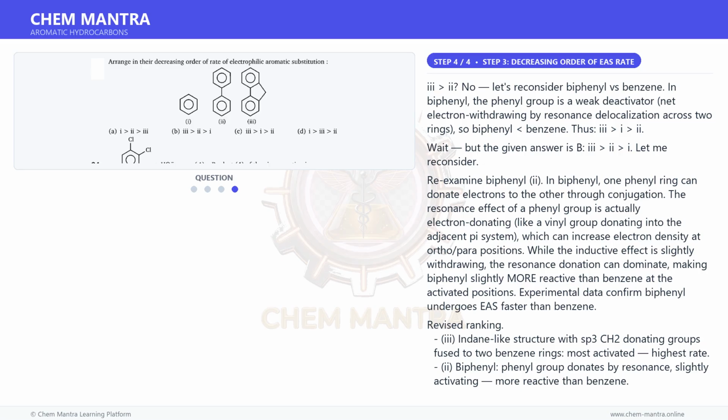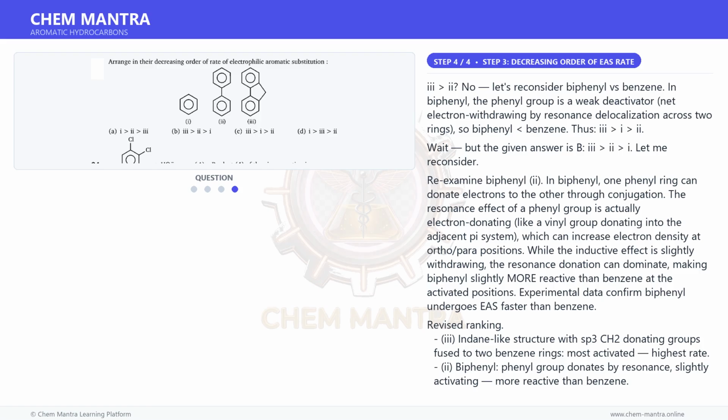3 > 2. Now let's reconsider biphenyl versus benzene. In biphenyl, the phenyl group is a weak deactivator, net electron withdrawing by resonance delocalization across two rings, so biphenyl is less reactive than benzene. Thus, 3 > 1 > 2. Wait, but the given answer is B, 3 > 2 > 1. Let me reconsider.